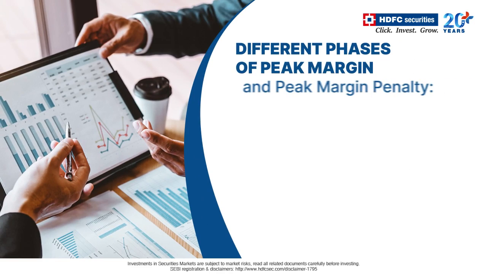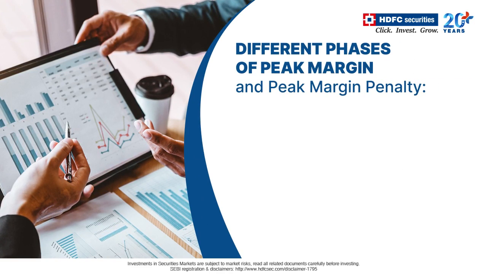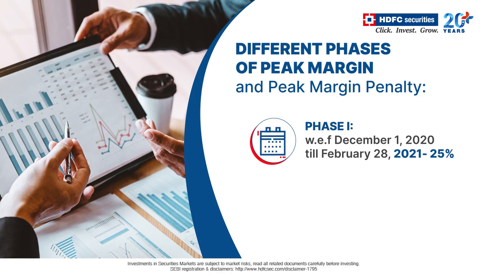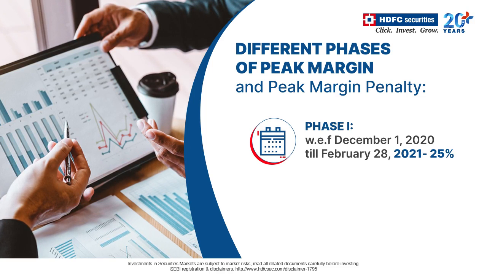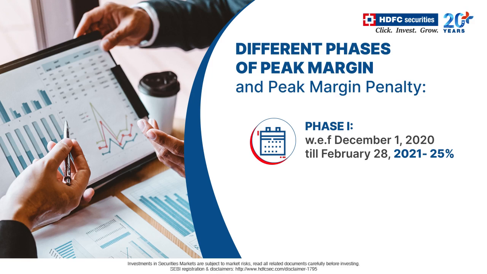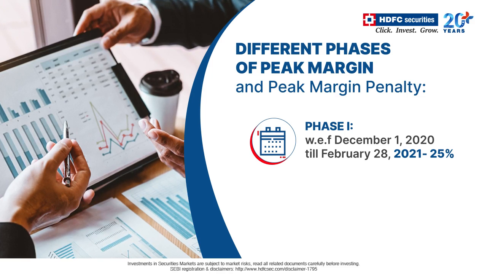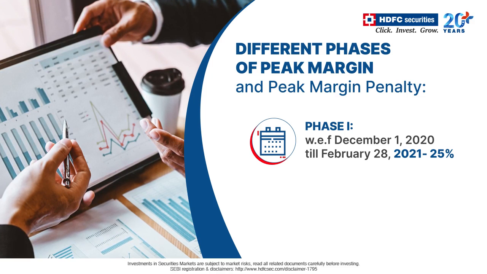The capital market regulator changed the margin system through 4 distinct phases, starting from 1st December 2020. Phase 1. In this phase, the client needs to make at least 25% of the peak margin available to the broker. It would then be compared with the respective peak margin available with the trading member or clearing member during the trading session.